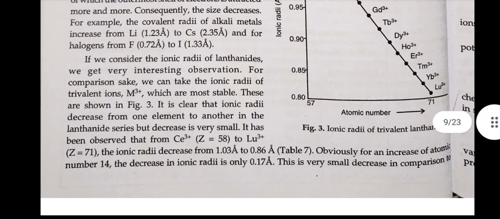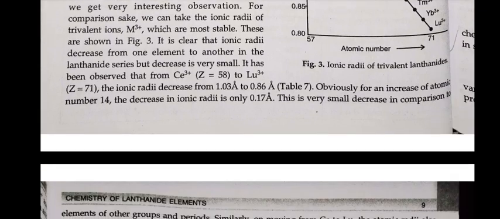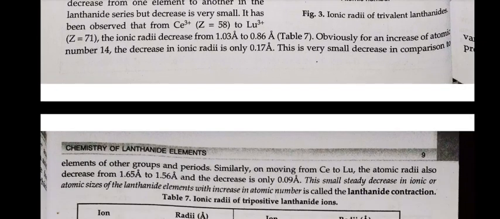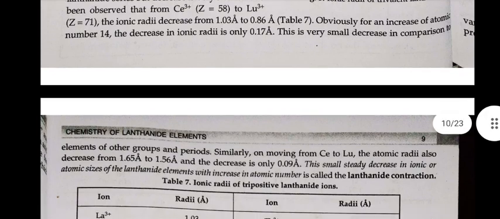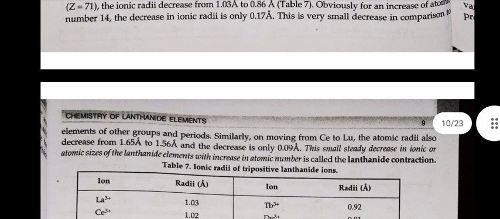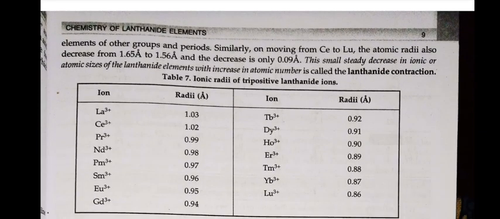For comparison's sake, we can take the ionic radii of the trivalent ions, M3+, which is the most stable. These are shown in figure 3. It is clear that ionic radii decrease from one element to another in the lanthanide series, but the decrease is very small. It has been observed that from cerium 3+ to lutetium 3+, the ionic radii decrease from 1.03 angstrom to 0.86 angstrom. Obviously, for an increase of atomic number by 14, the decrease in ionic radii is only 0.17 angstrom. This is a very small decrease in comparison to the elements of other groups and periods.